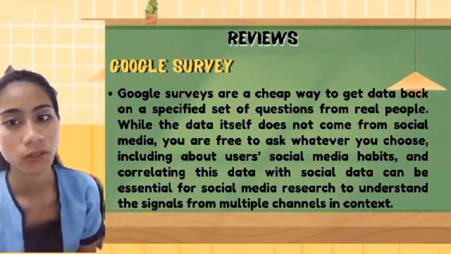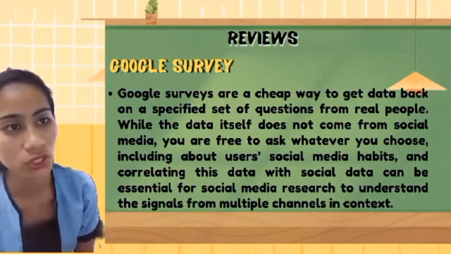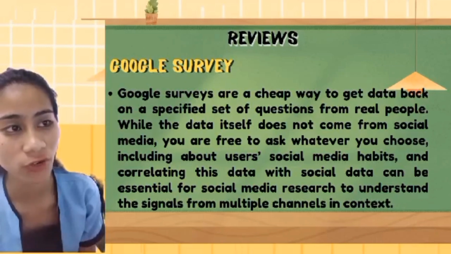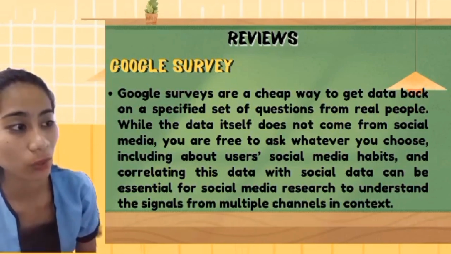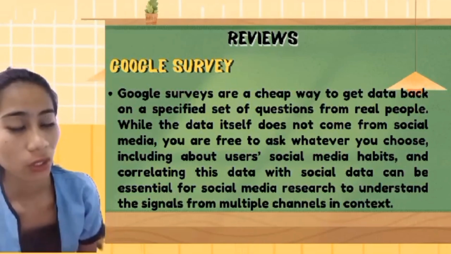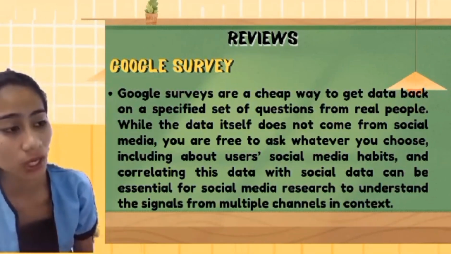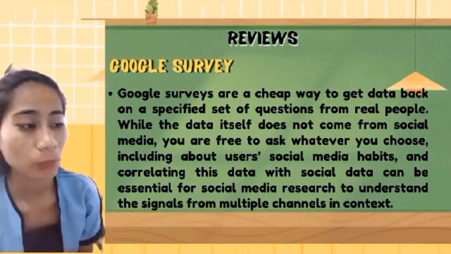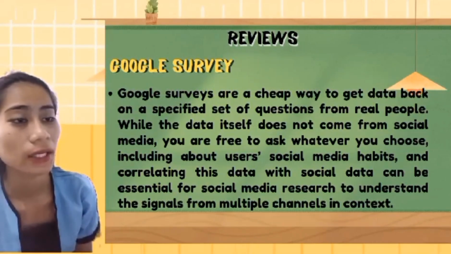Lastly, to get the views of people, we can use Google Surveys. Google Surveys are a cheap way to get data back on a specified set of questions from real people. They are an affordable way to collect data from real people by asking custom questions. Although not based on social media, they let you ask about social media habits or other topics. When combined with social media data, survey results help give a clearer, more complete understanding of audience behavior and opinions.